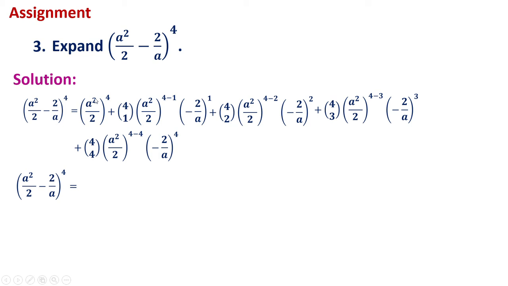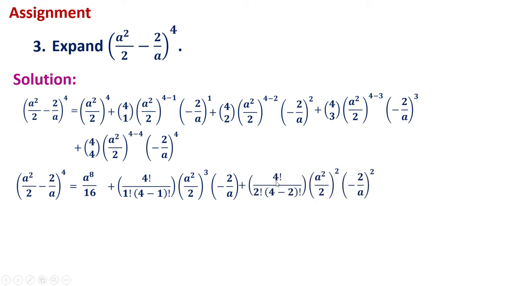Pag multiply natin is a 8 over 2 times 2 times 2 times 2. Apat na beses, di ba? So, 16. So, pag chinek natin to, alam natin yan ay 4 factorial over 1 factorial multiplied by 4 minus 1 factorial. So, we have, ayan, a to the cube over 2, negative 2 over a, 1. Pero magne-negative yan mamaya.